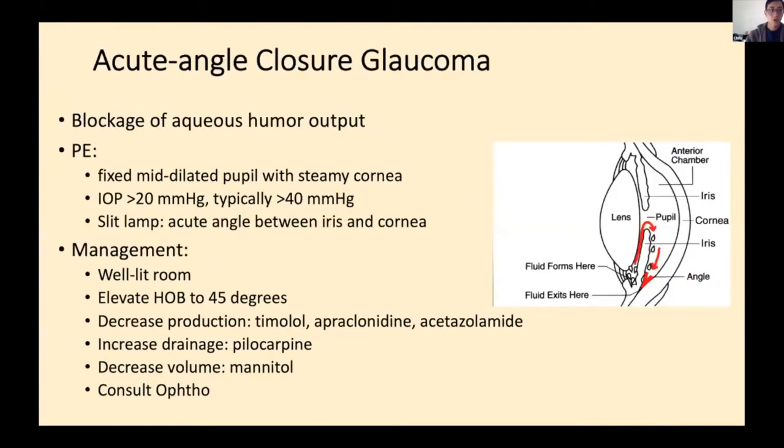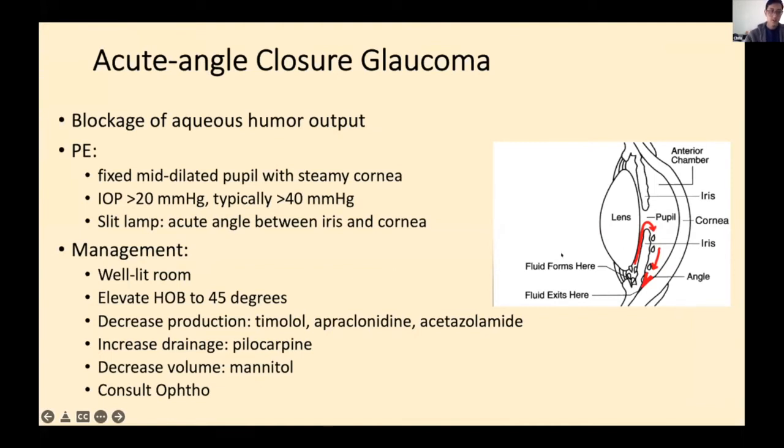So acute angle closure glaucoma is caused when there's blockage of aqueous humor outflow. Some classic presentations include headache, nausea, vomiting, eye pain, decreased visual acuity, especially in the setting of a sudden change in lighting. On examination, you usually see a fixed mid-dilated pupil with a steamy cornea. Intraocular pressures will be greater than 20, but typically greater than 40 millimeters of mercury. And on slit lamp, you can appreciate an acute angle between the iris and the cornea, as shown in the picture here.